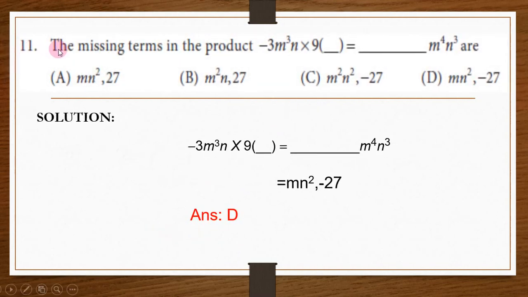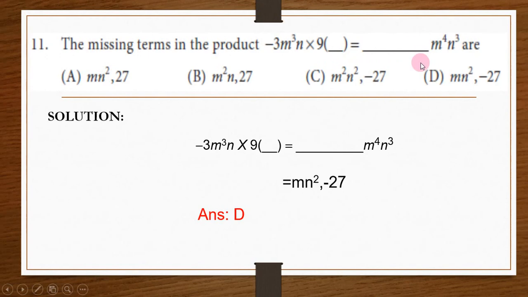Next, 11th one. The missing terms in the product minus 3 m cube n into 9 dash is equal to dash m power 4 n cube. Okay, look here, minus 3 into 9, what is that? Minus 27. So here minus 27 will come. Next, m cube, here we must apply some m value. Here we should get m power 4.